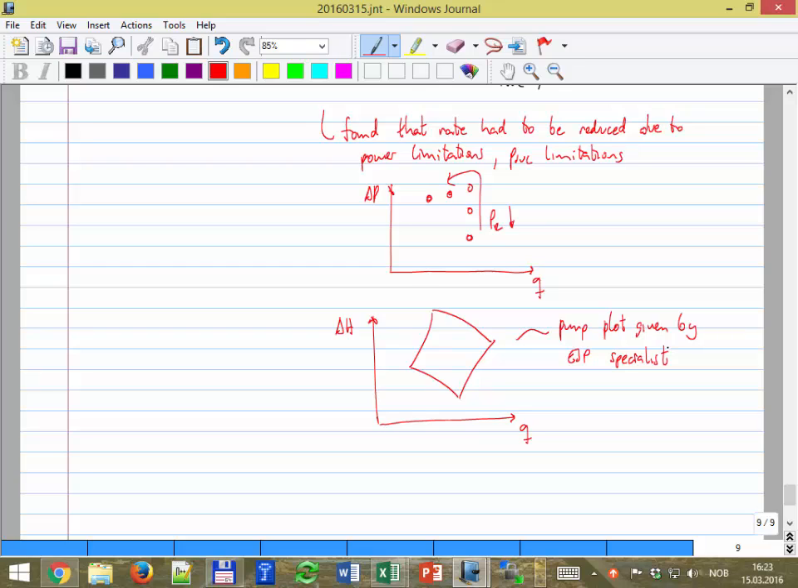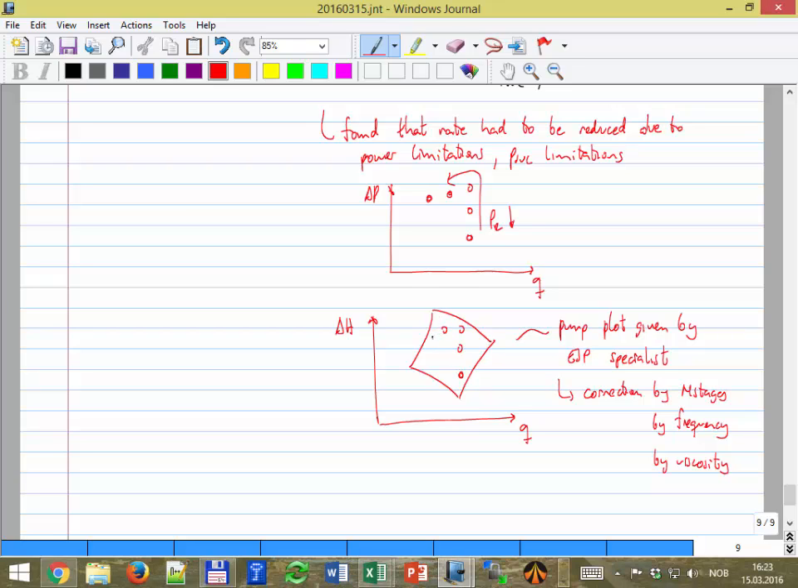And what I did, I put all the points, and I did the correction. I had to do a correction by number of stages, by frequency, and by viscosity. I had to put all of that, okay? And at the end I found this nice area. And I plotted my points to see if they fall inside of this area. And luckily, they fall, okay?